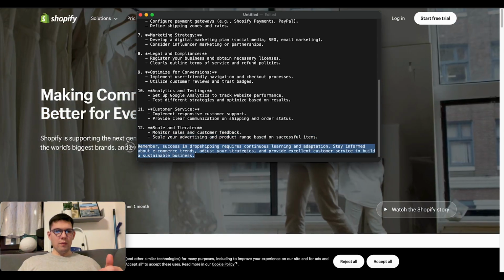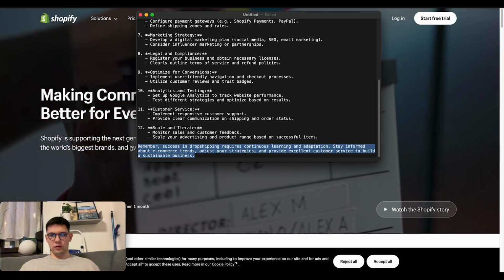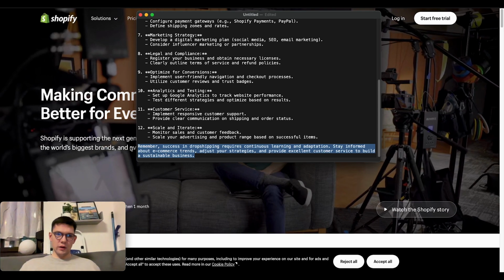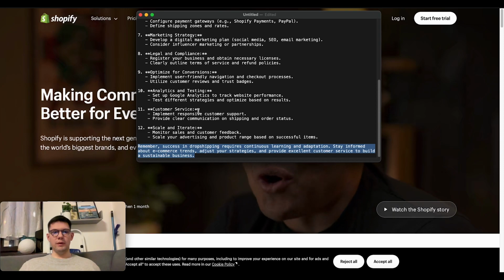items. Remember, success in dropshipping requires continuous learning and adaptation. Stay informed about e-commerce trends, adjust your strategies, and provide excellent customer service to build a sustainable business.